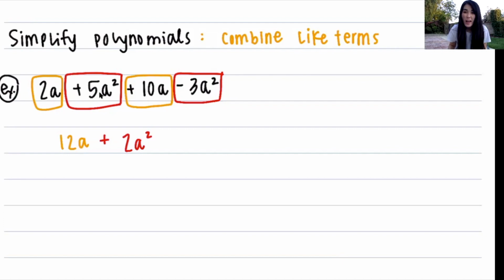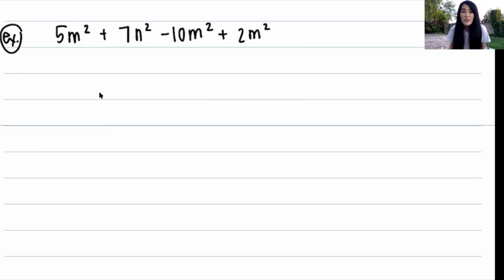I'm going to go ahead and give you guys an example to try too. So again, here we are going to combine the ones that are the same. In this case, you're going to combine your m squares, and then you're going to combine your n squares. I'll give you guys a second to go ahead and try that. All right, hopefully you guys got the same answer as me, so let's go ahead and check that.